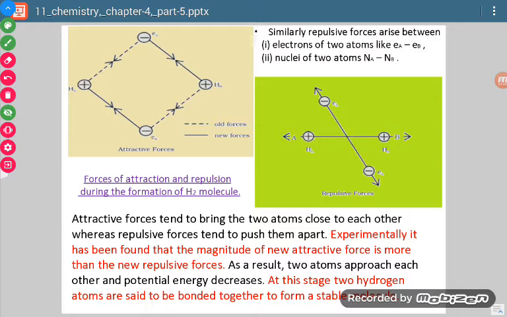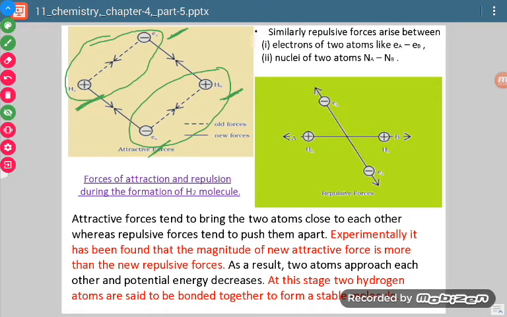Let us first discuss the attractive forces. This diagram is for attractive forces. Here the dotted line represents the old attractive force and the broad line represents the new attractive force. From this diagram you can see two old attractive forces and two new attractive forces. This is one atom and this is the second atom. Here this is the nucleus and this is the electron; similarly, in the second atom, this is the nucleus and this is the electron.